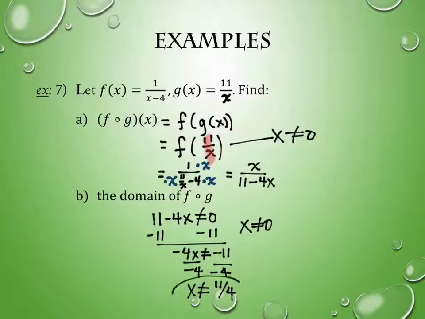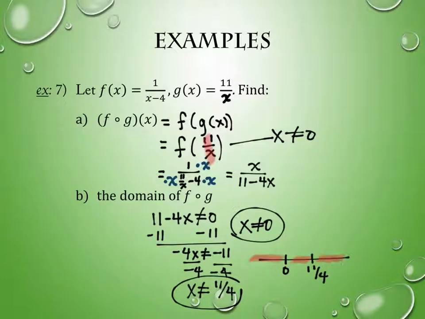So there are two values x can't be. And if I were doing them on a number line, 0 comes before 11 over 4. And then I have all the pieces in between and around. So I'd have negative infinity to 0, 0 to 11 fourths, and then 11 over 4 to infinity.